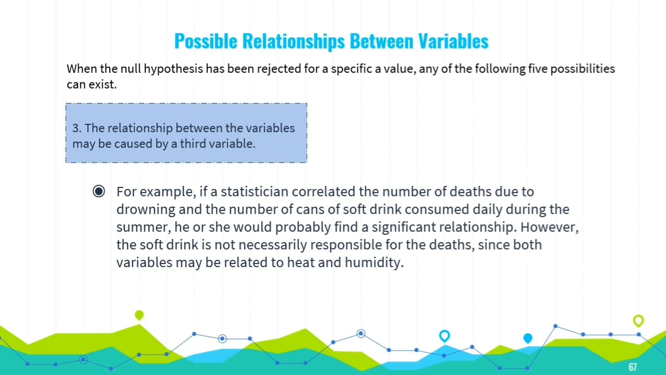Number 3. The relationship between the variables may be caused by a third variable. For example, if the statistician correlated the number of deaths due to drowning and the number of cans of soft drinks consumed daily during the summer, he or she would probably find a significant relationship. However, the soft drink is not necessarily responsible for the deaths since both variables may be related to heat and humidity.